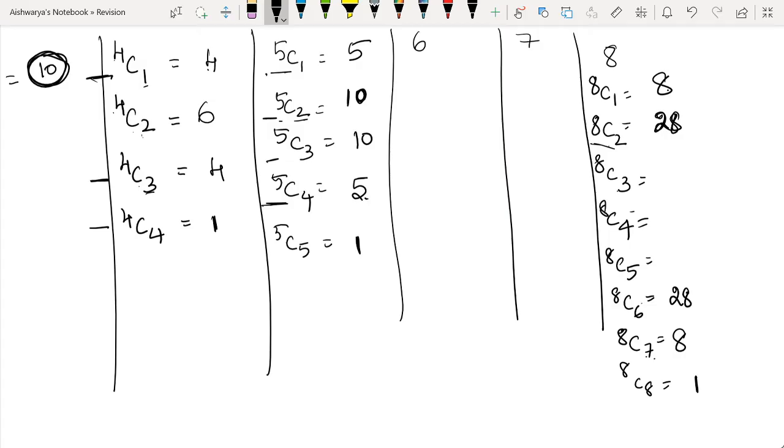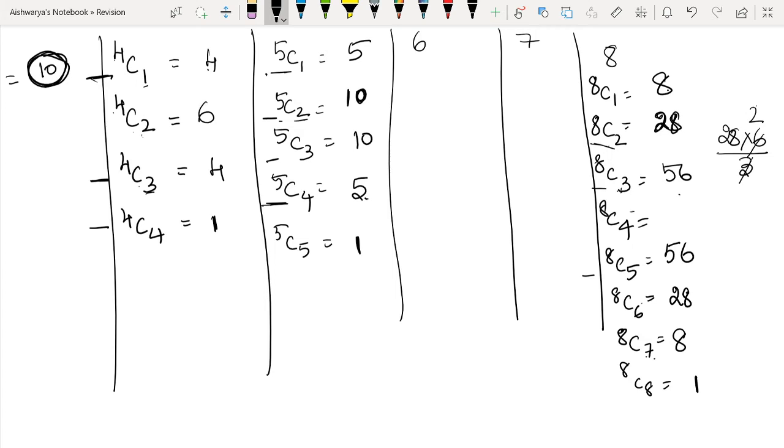Now come to 8C3. 8C3 will be nothing but 8 into 7 into 6 divided by 3 factorial. 3 factorial is 6. So that comes to 56. The moment you fill this up with 56, this will also be 56, because this and this are equal. Or another way to do it is you can just do 28 into the additional multiplication here, which is 6, and additional division is 3. So this is 2. 28 into 2, 56 is your answer.